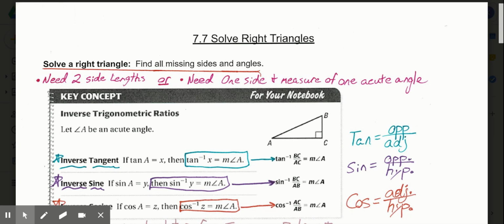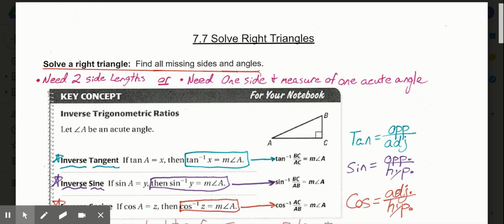So the idea and basically the meaning of solving a right triangle is to find all the missing sides and angles. In order to do this, we need one of two scenarios. First, we either need to know two of the side lengths, or we need to know one side length and the measure of one acute angle. If we have either of those scenarios, we can completely solve a right triangle.